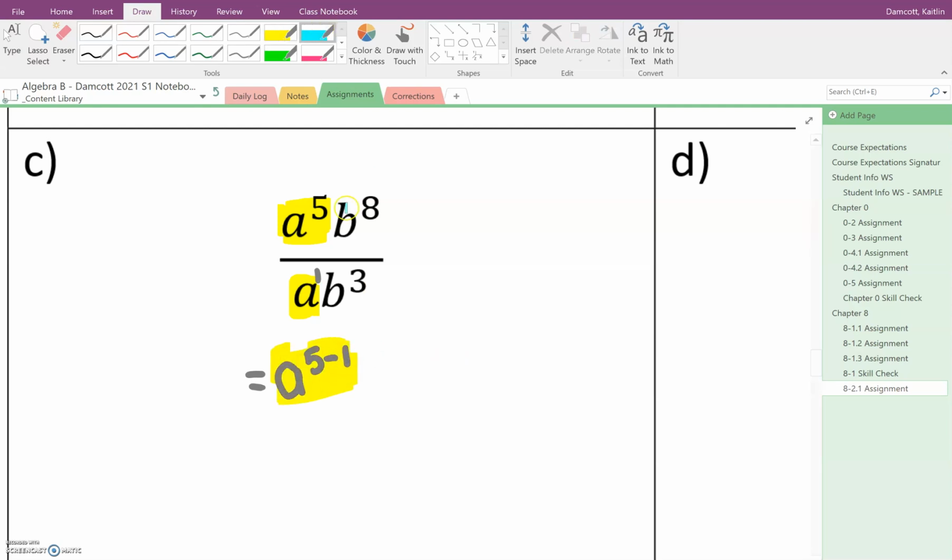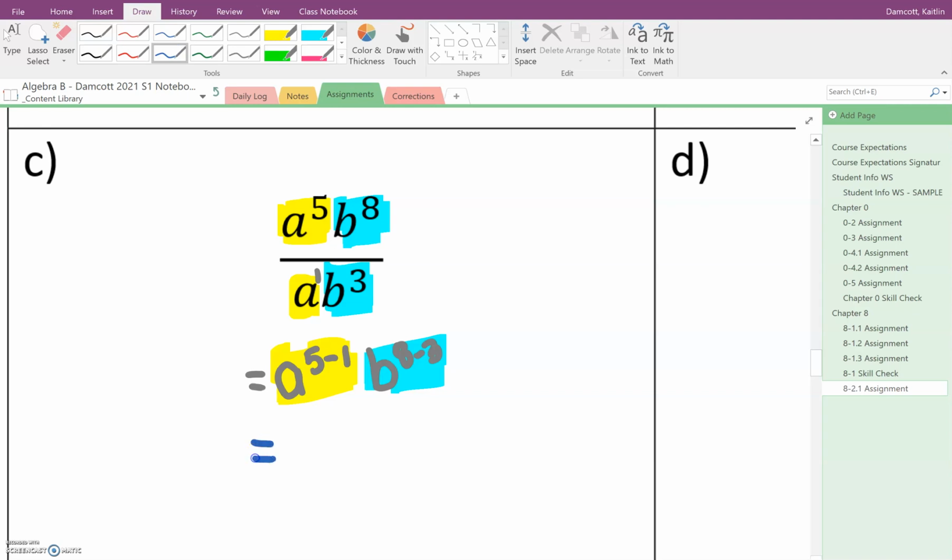Now the second part of this, I'm thinking about the b's. So I've got b to the 8th power divided by b to the 3rd power. I want to keep my base of b, and then I need to subtract the exponent. So 8 minus 3 gives us, well, what does it give us? We're just doing the thinking part, so I'm not quite there yet. So 8 minus 3 is what we're thinking.